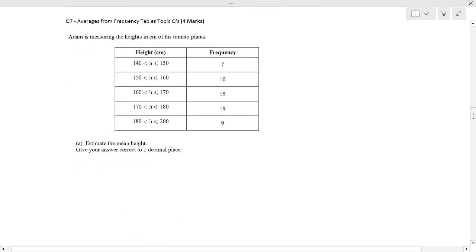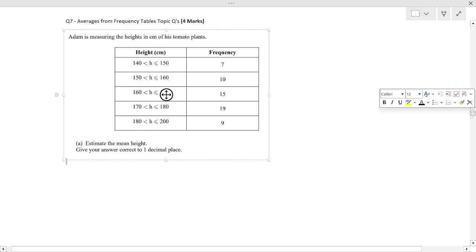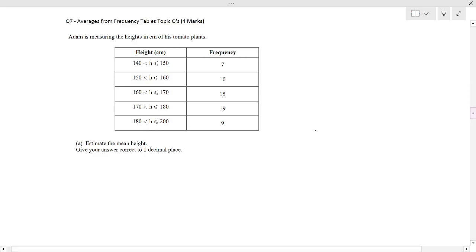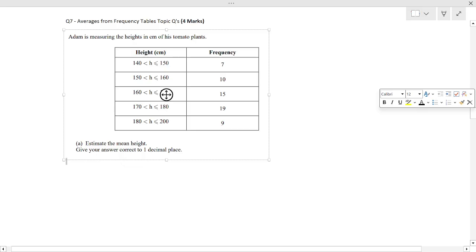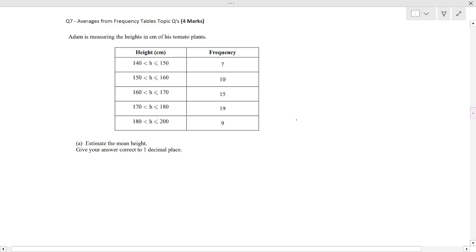Question 7. Averages. So we're measuring the heights of tomato plants and we're given another frequency table. First of all, we'll estimate the mean height. So this will be fairly typical. With a normal mean, you times the height by the frequency and add them up. But here, we don't have an exact number. We have grouped data. So the best way is to consider the midpoint.